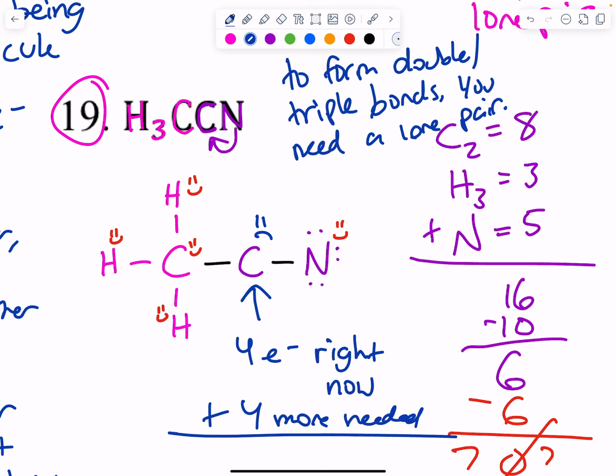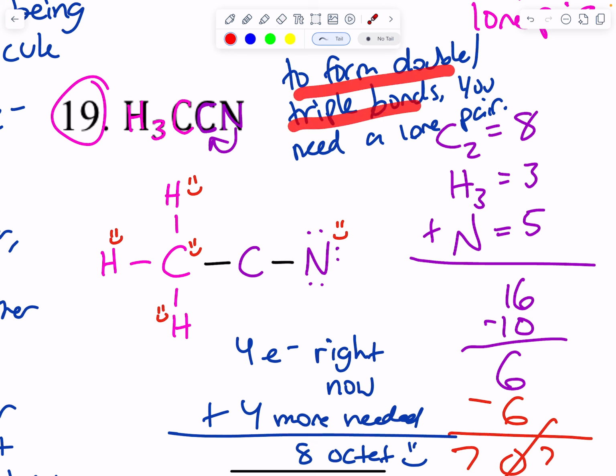And then once he gets 4 more, he'll be octet and he'll be happy. These 4 that he's going to get will obviously be from a double or triple bond. In order for us to form double or triple bonds, we need to have a lone pair, which, lucky for us, we have 3 lone pairs. So nitrogen is going to be super nice, and he's going to allow carbon to take hold of his lone pair and form a bond.